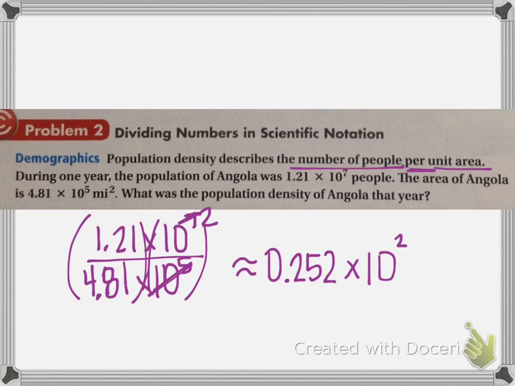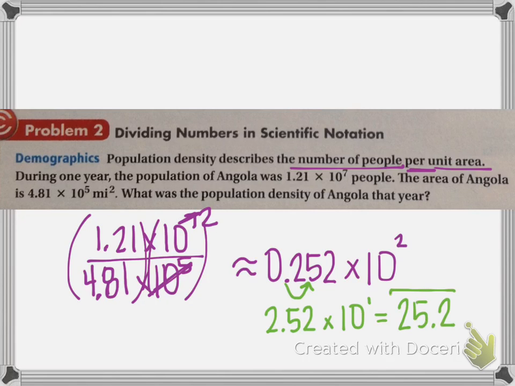Now remember, with scientific notation, you have to have a ones place. So you're going to move the decimal 1 place to the right. So that's 2.52. If I make my number bigger, I have to make my exponent smaller, so that's going to be 10 to the 1st. Well, and come to think of it, there's no point in having times 10 to the 1st, because what's 2.52 times 10? It's 25.2. So that's your answer, 25.2. So to answer the question, the population density was 25.2.